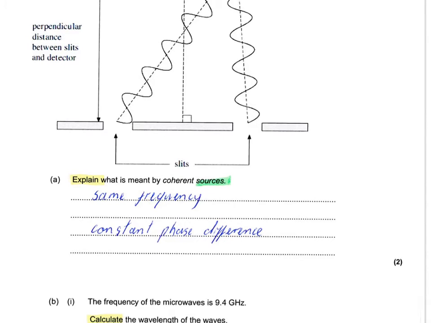Explain what is meant by coherent sources. That's simply sources that are giving out waves with the same frequency and a constant phase difference. It's not enough to say that they're in phase, we have to say that there's a constant phase difference between them.